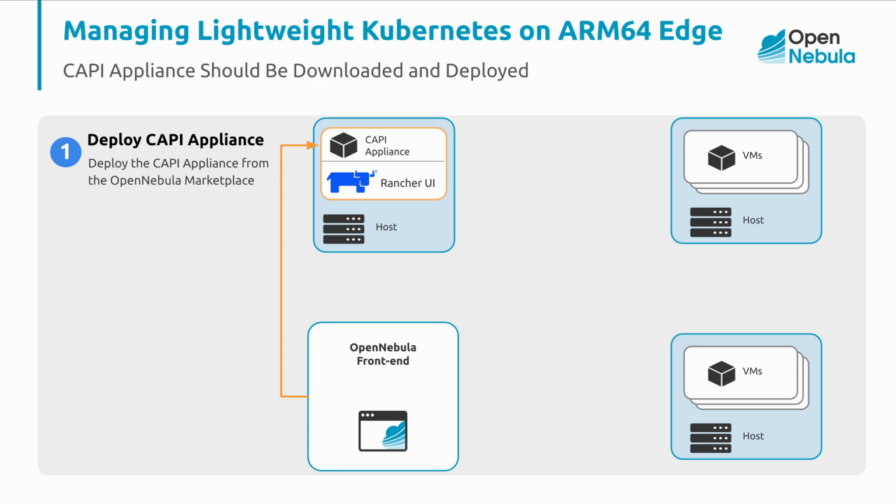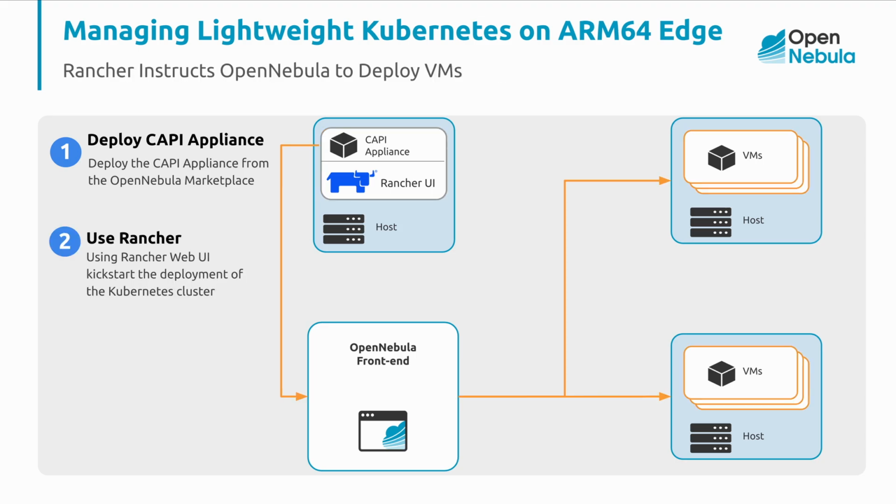After the successful deployment of the OpenNebula environment, the CAPI appliance must be imported from the OpenNebula public marketplace. The appliance is supposed to be deployed to a host, keeping in mind that the CAPI appliance must be able to communicate with the OpenNebula frontend and virtual machines that are going to get deployed later. When the appliance has been deployed and the Rancher web UI is reachable, we can start provisioning the cluster.